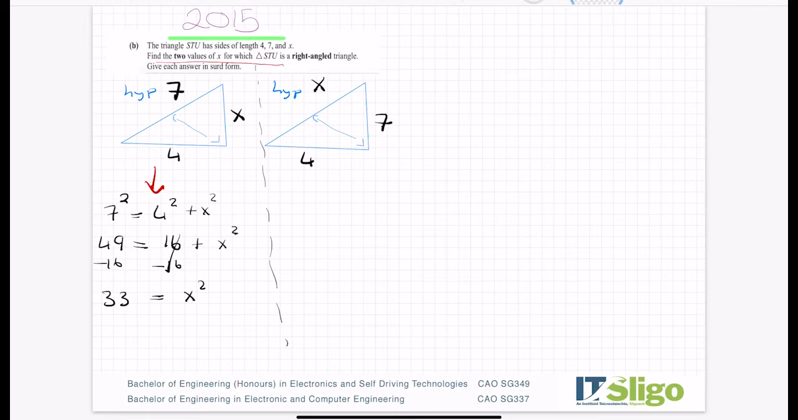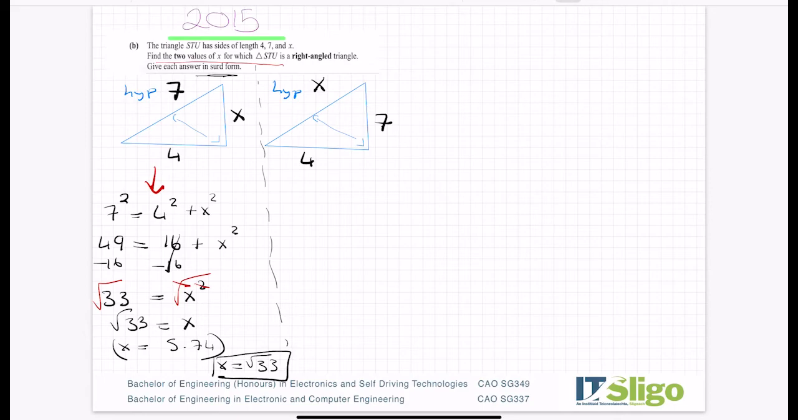I want the side x, not x squared. So the opposite of squared is square root. Square and square root cancel, and that's how you're left with just x the side. It's equal to the square root of 33, which in decimal is 5.74. The question says give your answer in surd form. So I'm putting that into a bracket. That's how they want your answer, root 33.